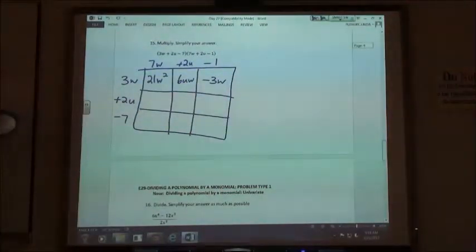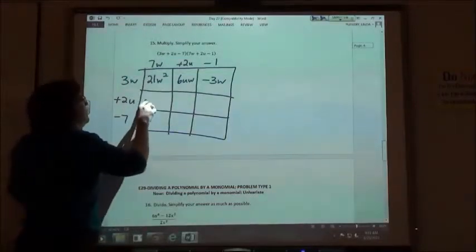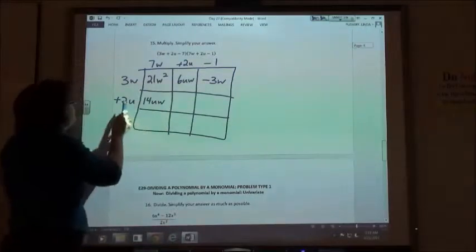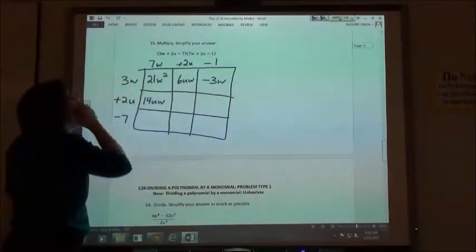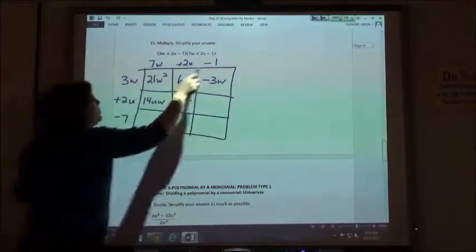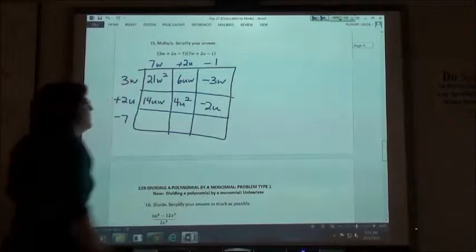So we're going to take our 2u times each of those. 2u times 7w, 14uw. 2u times 2u, 4u squared. And 2u times a minus 1. Negative 2u.